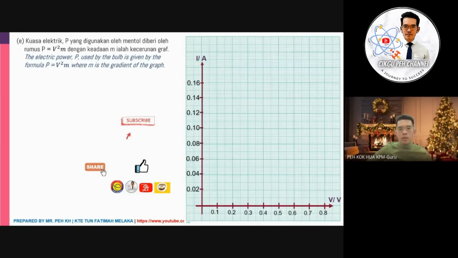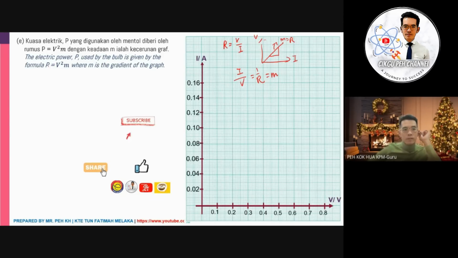So what is the gradient of the graph? From Ohm's law, we know that resistance is V over I. So when we plot the graph of V against I, the gradient represents the resistance. How about the graph here? Here it is I over V, so when we rearrange it becomes 1 over R. That means the gradient for this graph will be 1 over R.